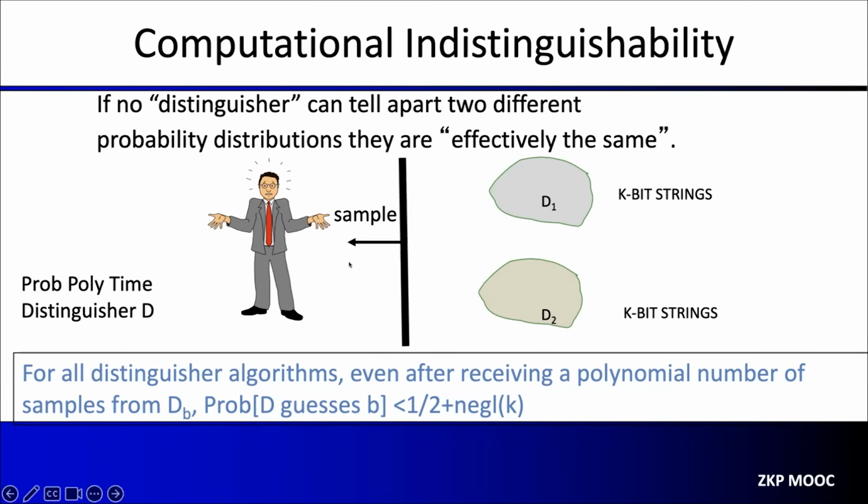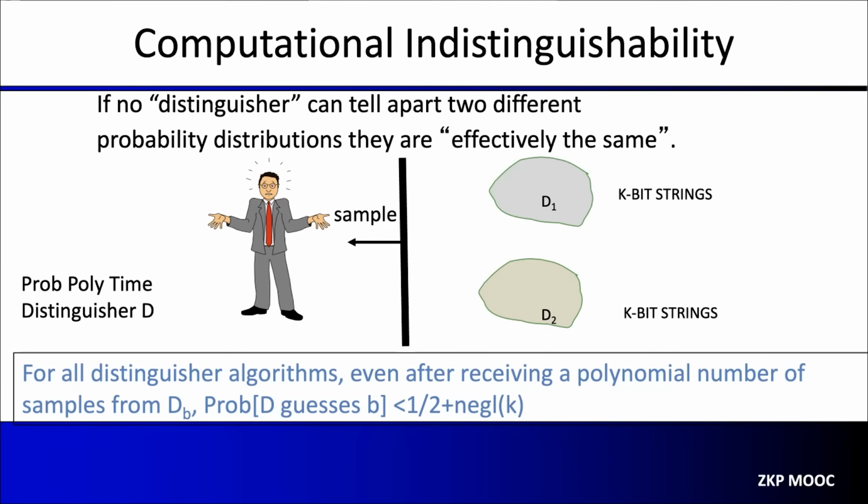We say that these two distributions are computationally indistinguishable if, for whatever strategy this polynomial time distinguisher employs, so for all distinguisher algorithms, even after receiving a polynomial number of samples from the distribution, either 1 or 2, the probability that he can guess whether this was distribution 1 or distribution 2 is less than a half plus negligible. Negligible in what? There's some sort of security parameter, which I call K here, which might be the size of the strings of the samples, the size of the sample string.